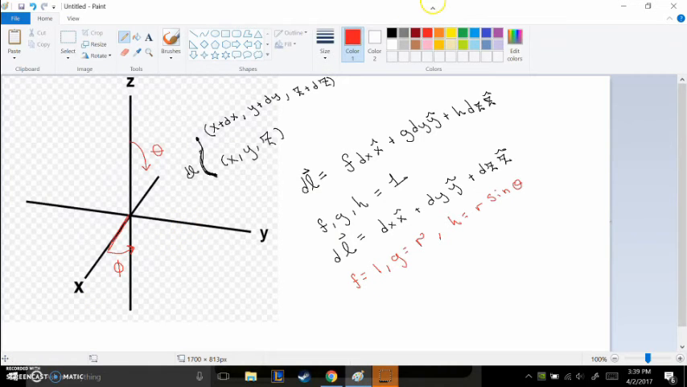Now I'll choose a different color and do another common coordinate system. Let's go ahead and do the cylindrical one. f and h are both equal to 1, and g is equal to r. And so what that means is, similarly, we have an r, we have a phi, and we have a z. So it makes it into nice cylinders like this.